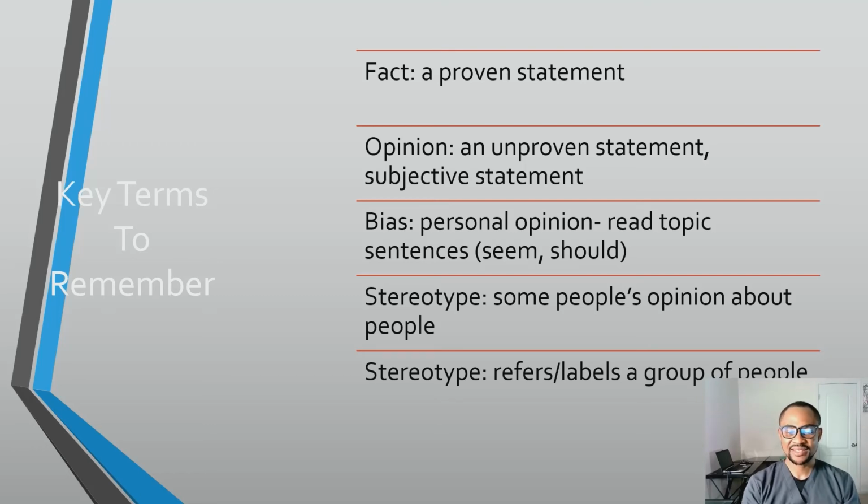So master these words, particularly under bias. When you see seem or should, they will signal a bias. So read it and understand which way a particular passage is going, whether it's factual, opinionated, biased, or stereotypical.